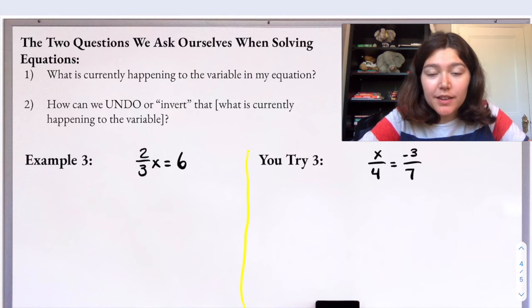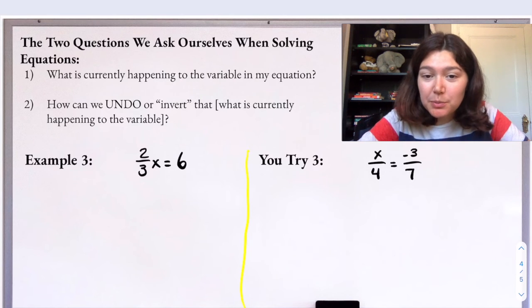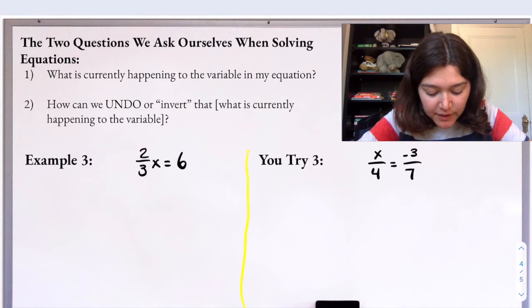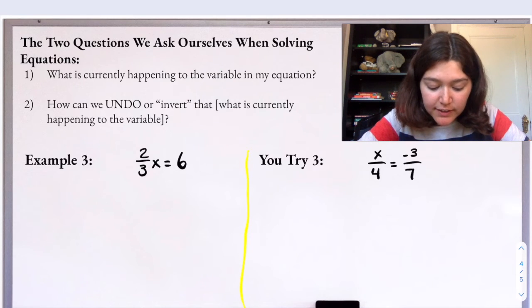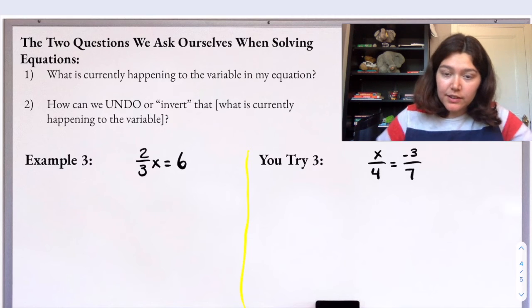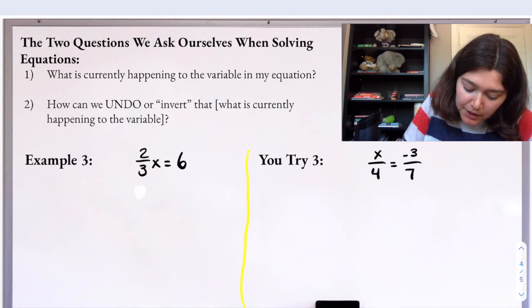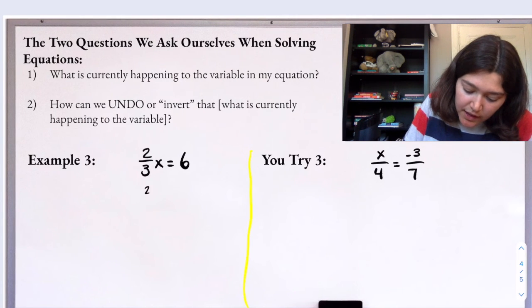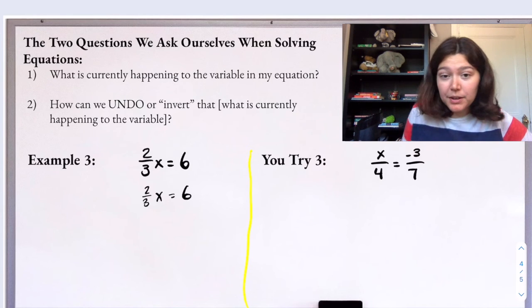Now let's just look at one last pair of problems that have fractions or a little bit messier numbers. I know we're not a fan of fractions generally, but you guys are going to be great. We're following the same process, so we'll just go step by step. All right, so for example 3, we have 2/3 x equals 6. Now remember that 2/3 x, that means 2/3 times x equals 6. So what's currently happening to my variable?